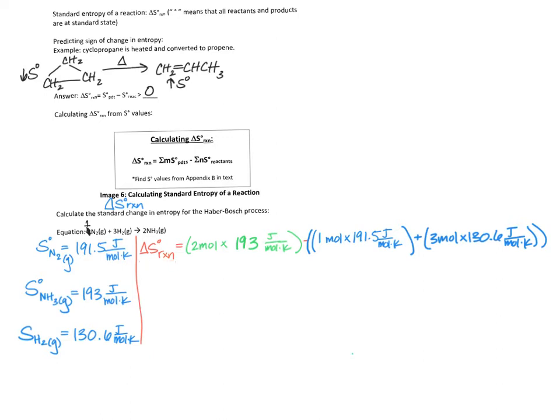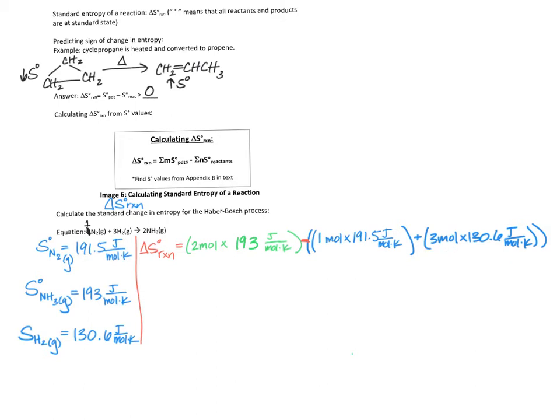So to calculate delta S of reaction, I have to take the standard entropy for the products, which is 193 times the 2 moles of the products, and subtract from that, and this is kind of a small subtraction, so I'll just make it a little bolder. Subtract from that the entropies of the reactants, so 191.5 is nitrogen, and there is 1 mole of nitrogen, and then for hydrogen, which is right here, 130.6 times 3 moles of that.